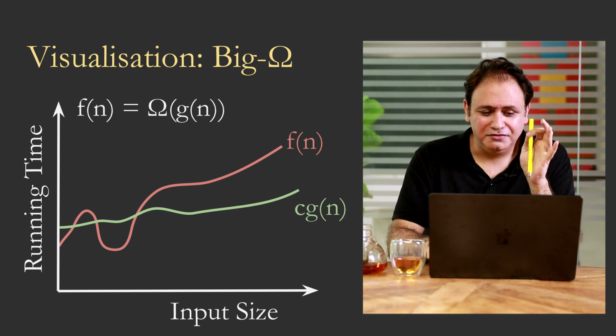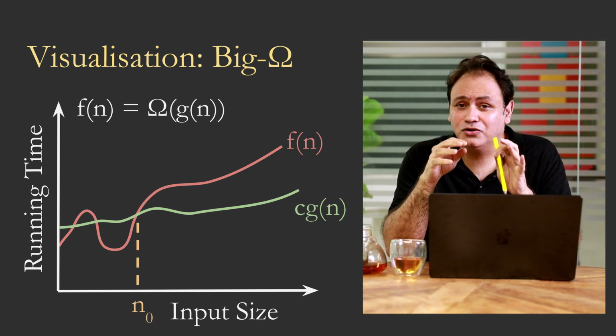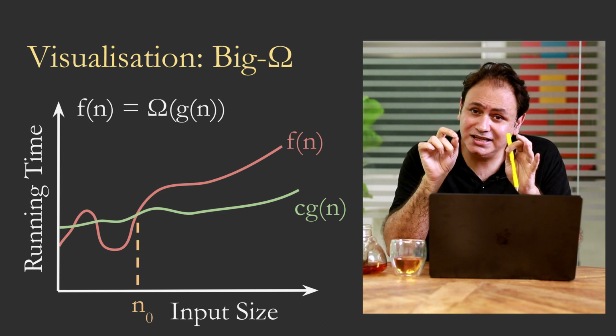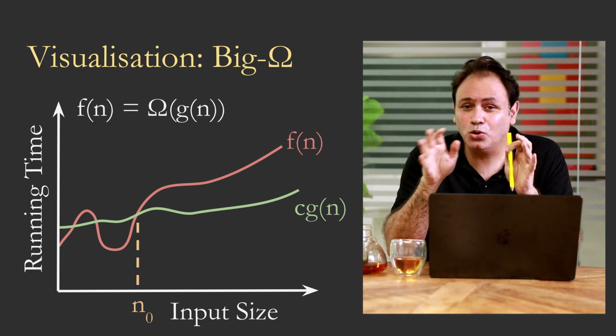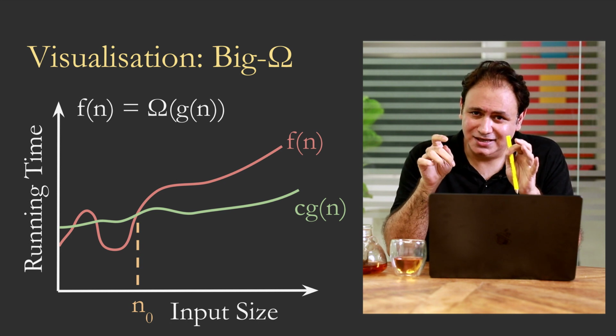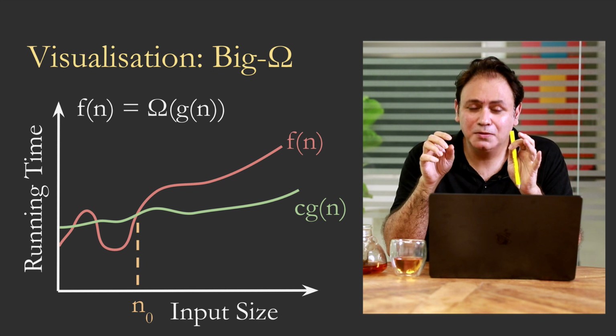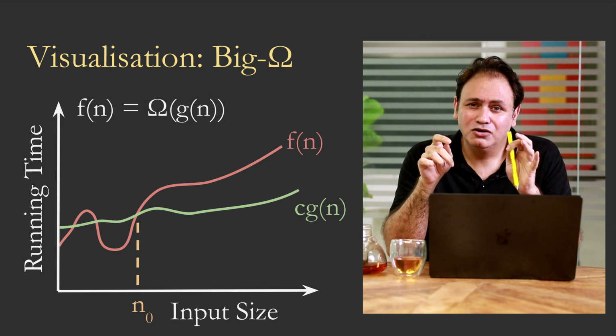Now what we have is an n naught such that for all n greater than or equal to n naught, c times g of n is less than or equal to f of n. And if that is the case, then we say that f of n is omega, big omega, of g of n.